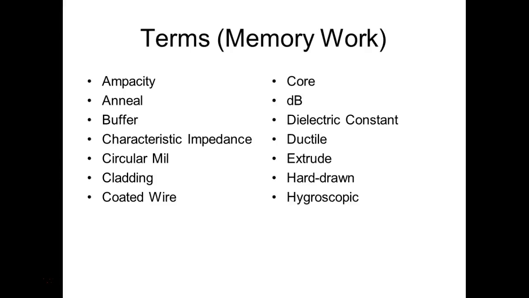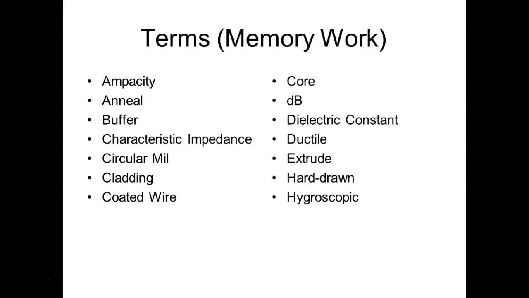So we already know what ampacity is. What's ampacity? That's the current carrying capability of a metal conductor, right? Anneal, what's anneal? When we heat a metal up and cool it down at a really slow rate, it makes it softer and more malleable, or easier to bend. Buffer, what's a buffer? Buffer is a go-between.